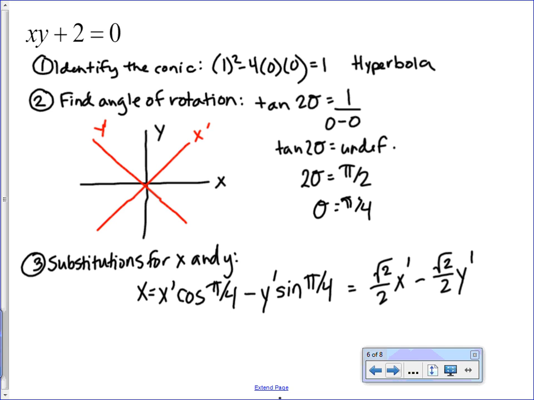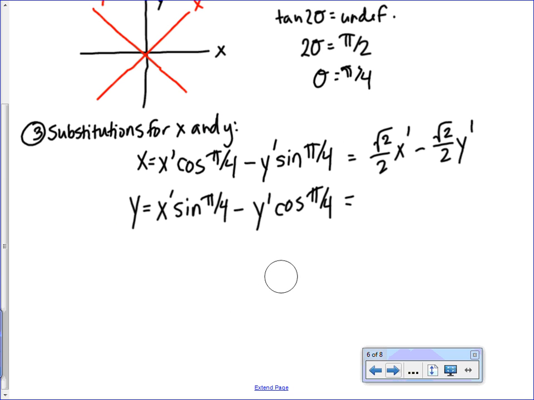And then we also have to figure out what's our substitution for y. So y equals x prime times the sine of pi over 4 minus y prime times the cosine of pi over 4. I love it when my angle of rotation is pi over 4 because the sine and cosine are the same, so that's pretty easy for me to do. Oh, this should be plus, sorry. Plus, right? And so this one will be the square root of 2 over 2 x prime plus square root of 2 over 2 y prime.